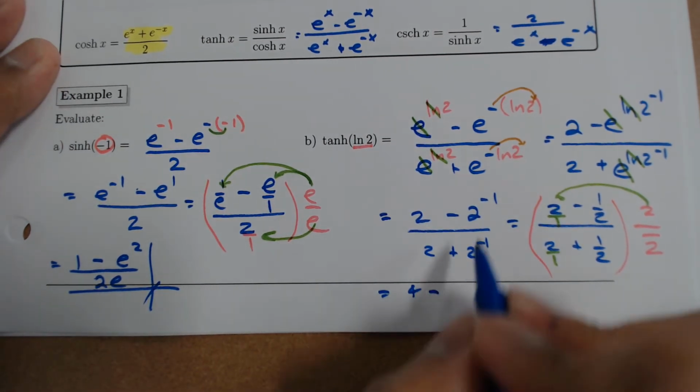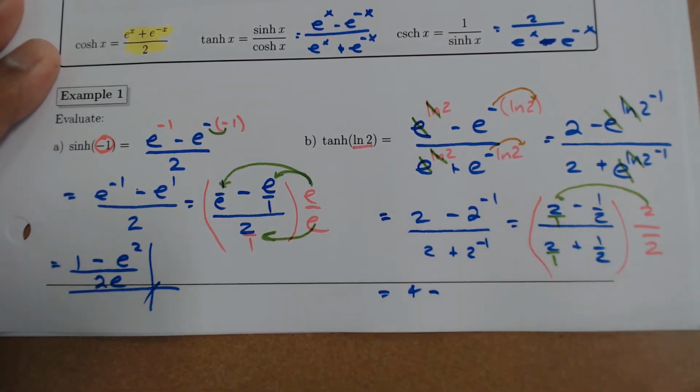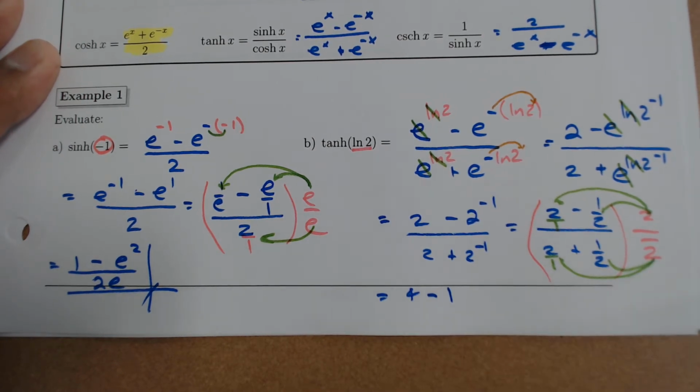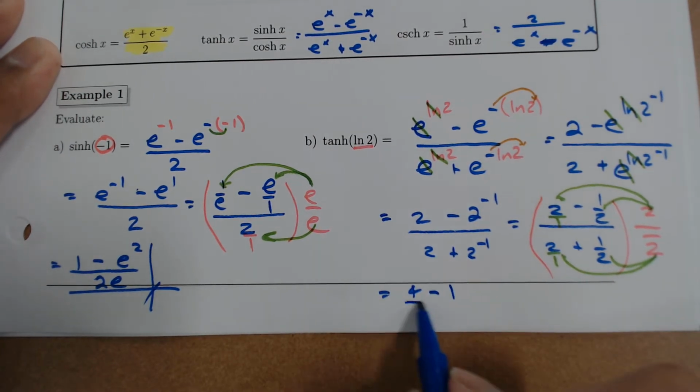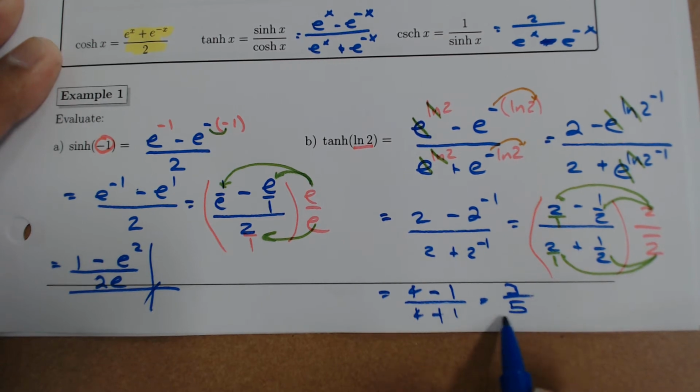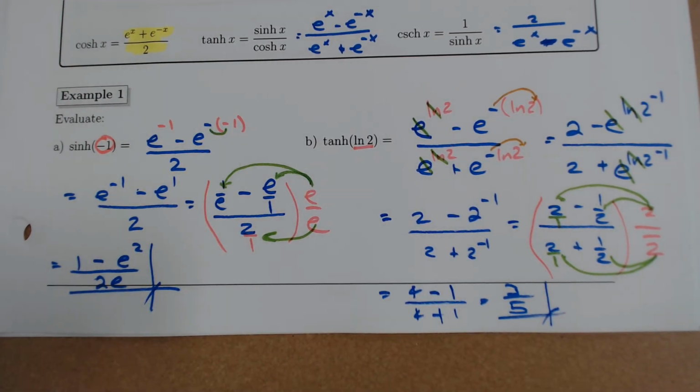4 minus 2 times a half. They both cancel to 1, and same in the denominator: 2 times 2 and 2 times a half, so that's a 4, plus 1. That means 3/5, final answer. All right?